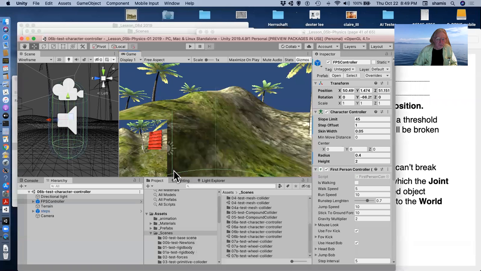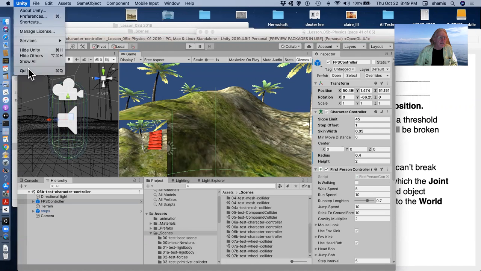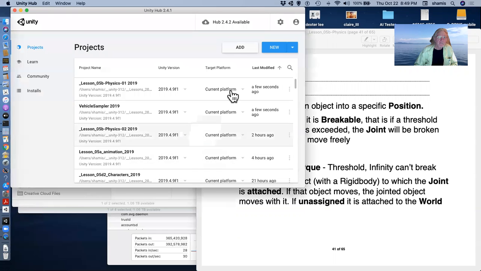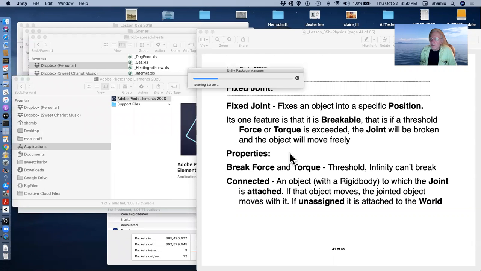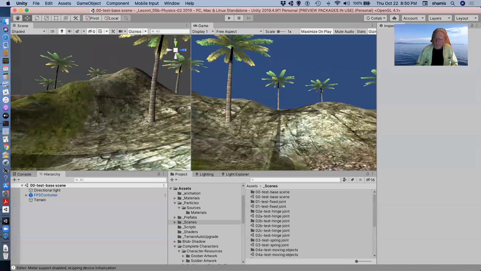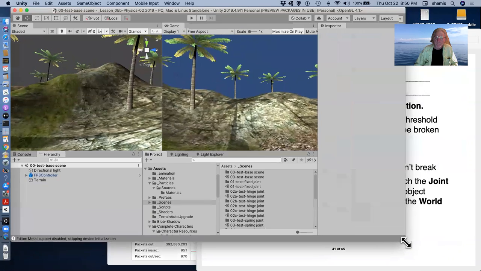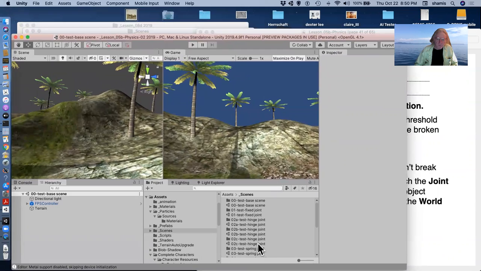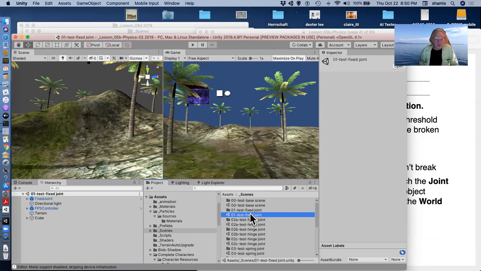So let me show you the fixed joint. Oh, I have to get into a different version of the editor here. Sorry about that. Well, the world looks pretty much the same here. So here's the fixed joint scene.